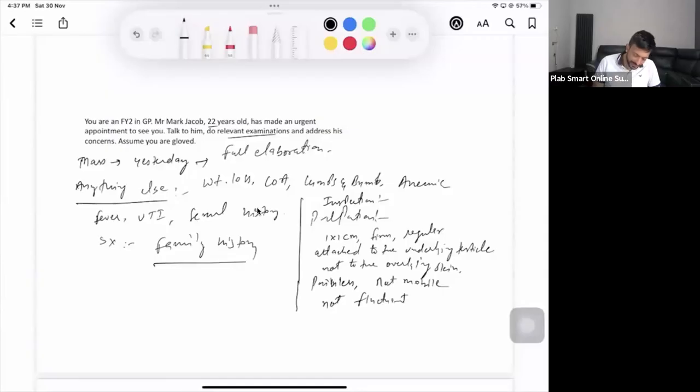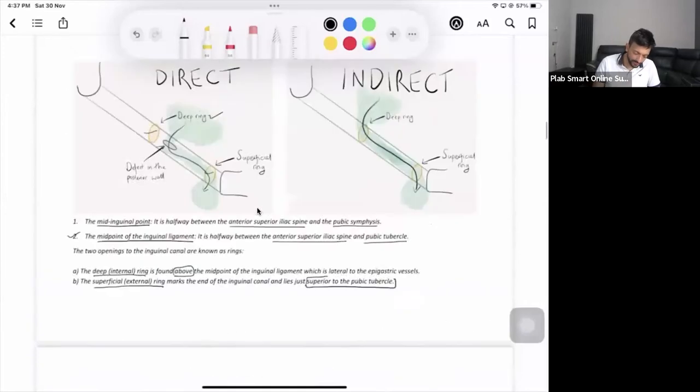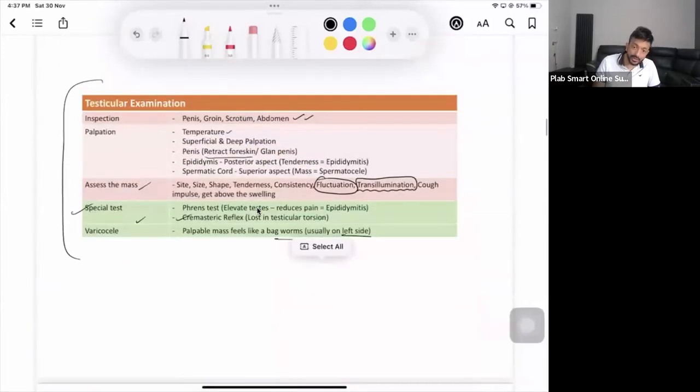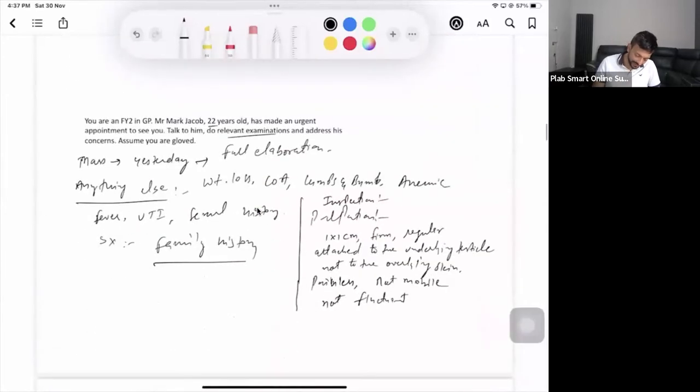Now what happened is, are we going to do special tests here? Because are we going to do everything? Not really. We'll be doing only a part of it. So when you do the examination, for example, Prehn's test, am I going to do it or not? Prehn's test is you lift the testicle and the pain is getting relieved. If the pain is getting relieved, it's not testicular torsion.